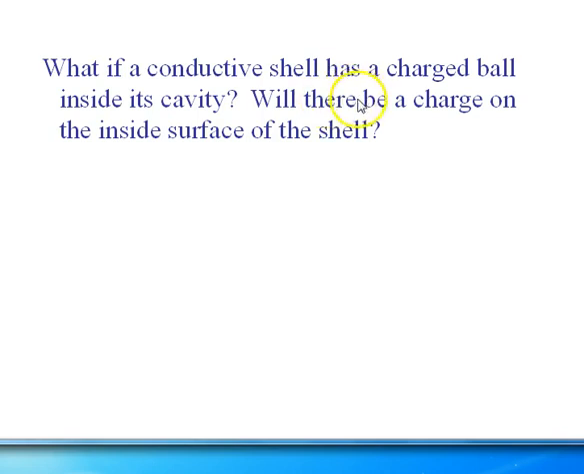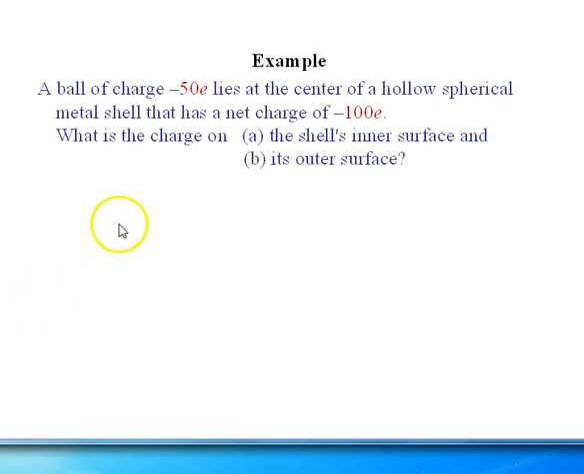It says, what if the conductive shell has a charged ball inside its cavity? Will there be a charge on the inside surface of the shell? What we saw in the last video, we said an isolated conductor will have no charge on the inside surface of the cavity if there is no charge enclosed. So let's look at an example where there is a charge enclosed.